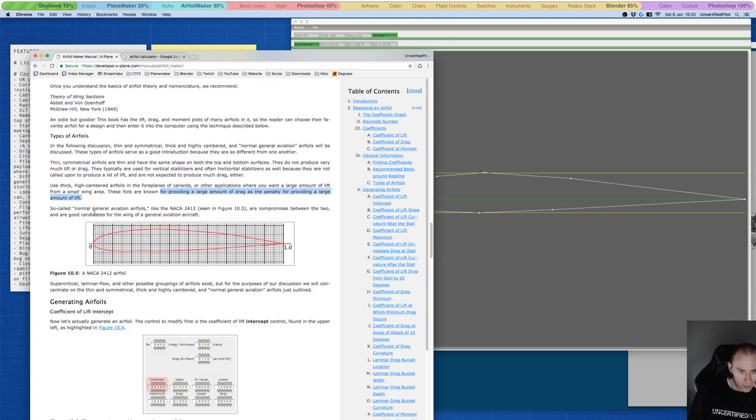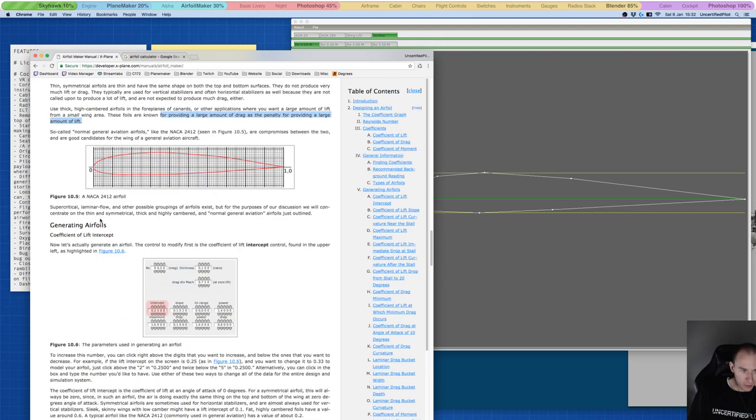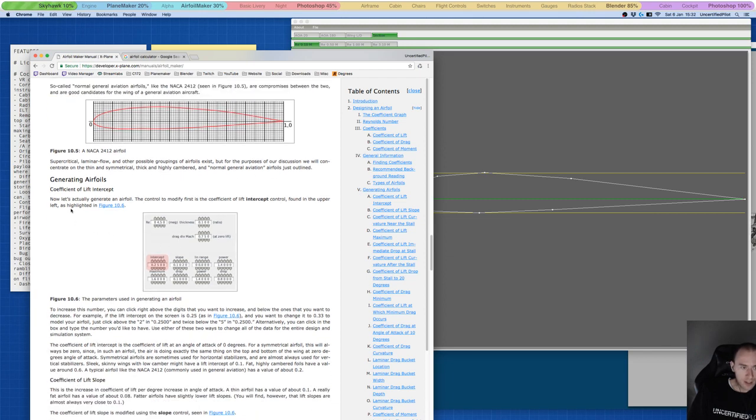Yeah. So far, so good, guys. Supercritical laminar flow. Supercritical, that's also a technical term, I think. Supercritical laminar flow and other possible groupings of airfoils exist. But for the purpose of our discussion, we will concentrate on the thin and symmetrical, thick and highly cambered, and normal general aviation airfoils. I think that's a great decision.